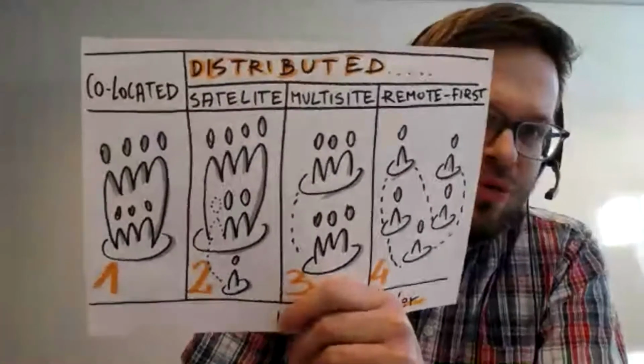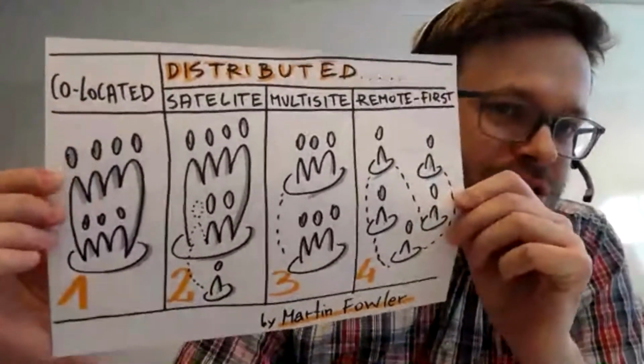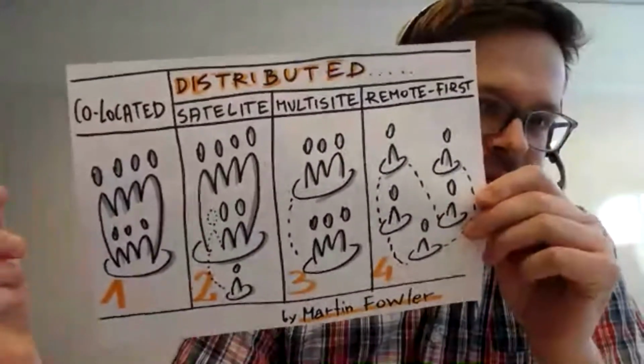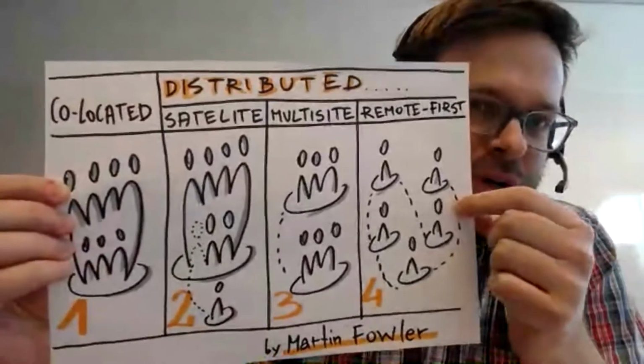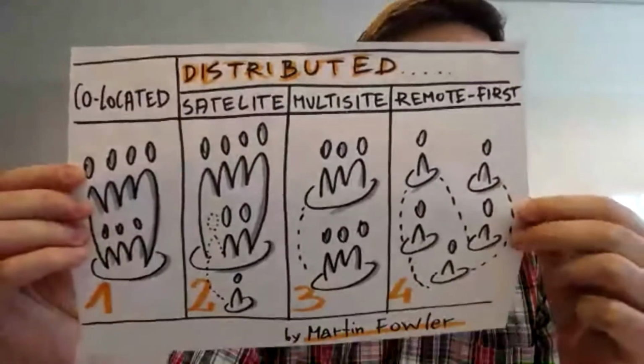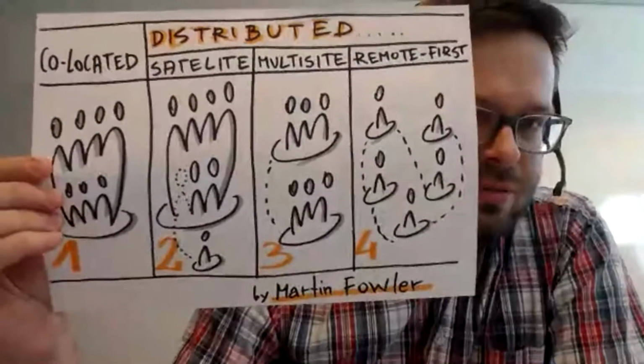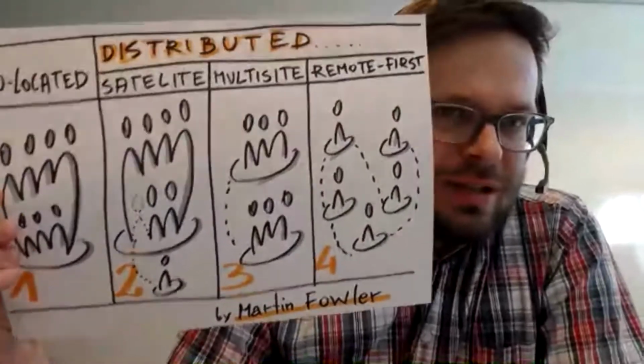And then we're moving into distributed territory, where on the other end of the spectrum, we have teams that are remote first. It basically means that those people are working primarily from home, so they don't get to meet physically each other on a daily basis.